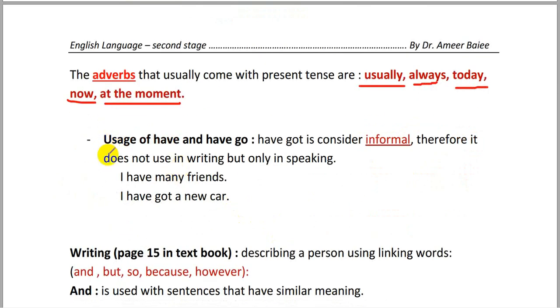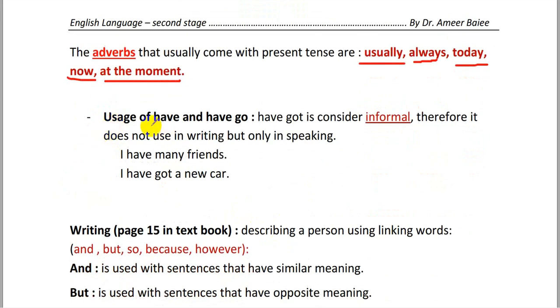الجزء الثاني من القواعد الخاص بهذه اليونت هو استخدام have و have got. كلا التعبيرين لهما نفس المعنى، لكن الفرق أن have got is considered informal، هي طريقة غير رسمية، لذلك it is not used in writing، ما تستخدم في الكتابة but only in speaking. في التكلم ممكن استخدامها، لكن في الكتابة العلمية لا تستخدم.